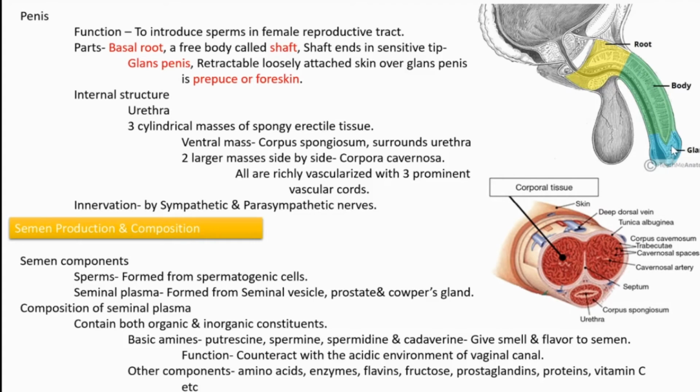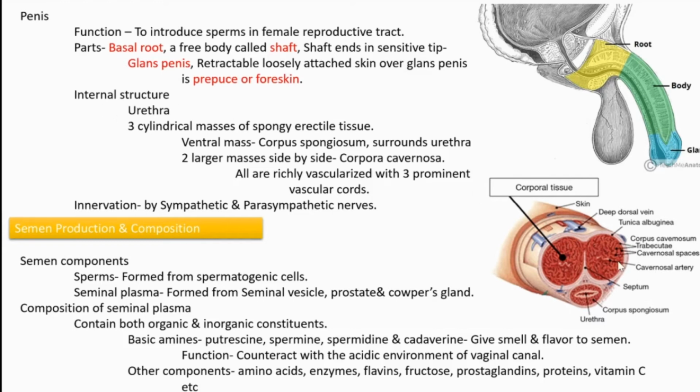All these terms you should be familiar with. The glans penis is covered by a retractable, loosely attached skin called the prepuce or foreskin. Retractable means it is movable in the backward direction. This retractable, loosely attached skin over the glans penis is named the prepuce or foreskin.